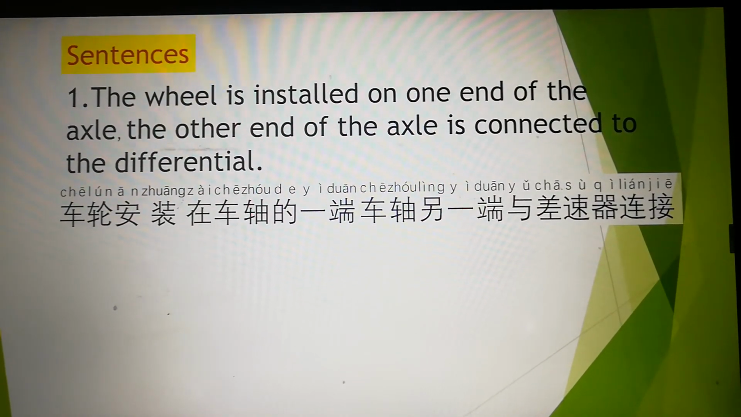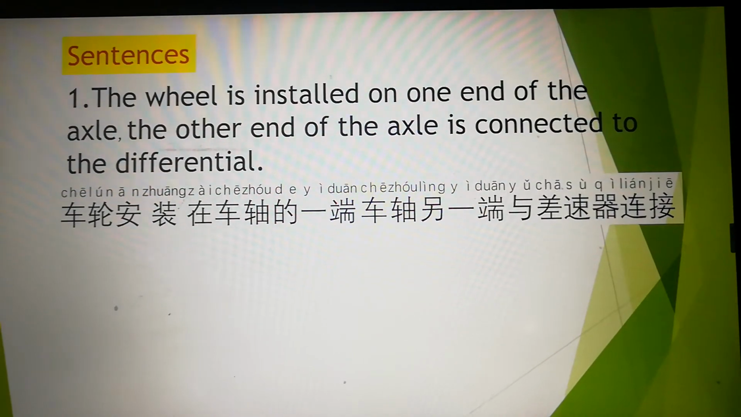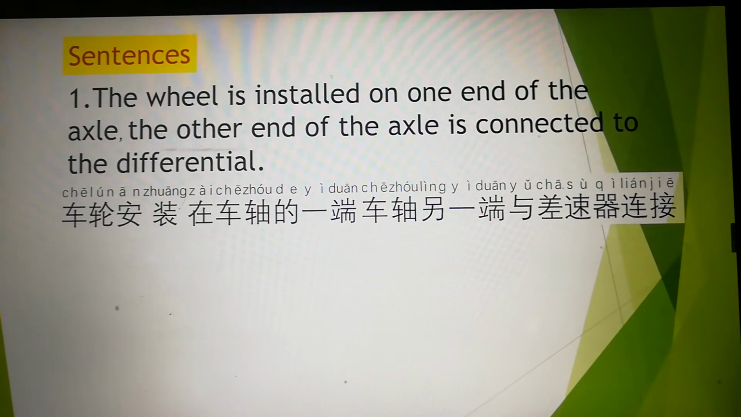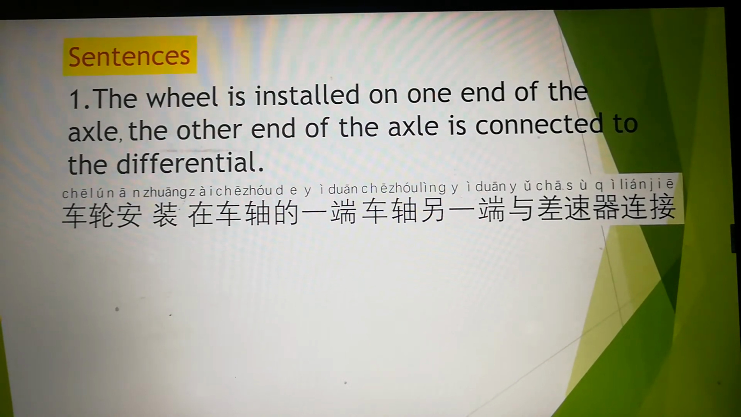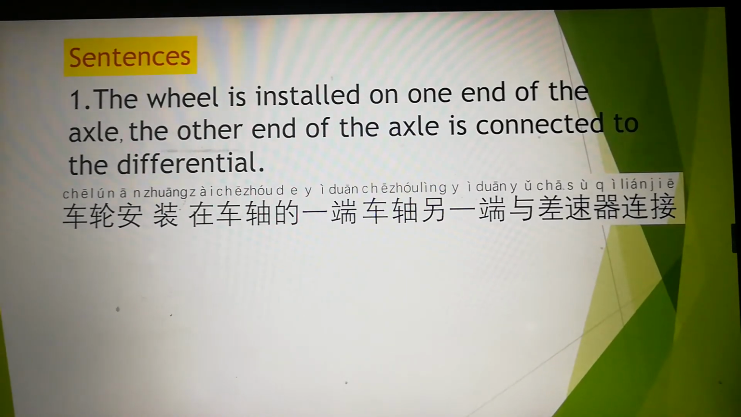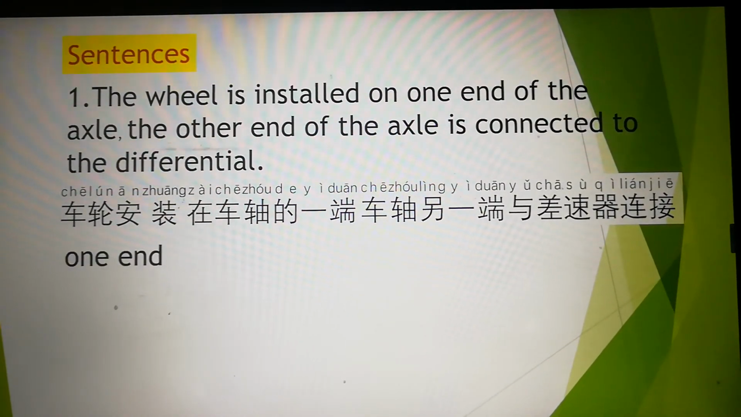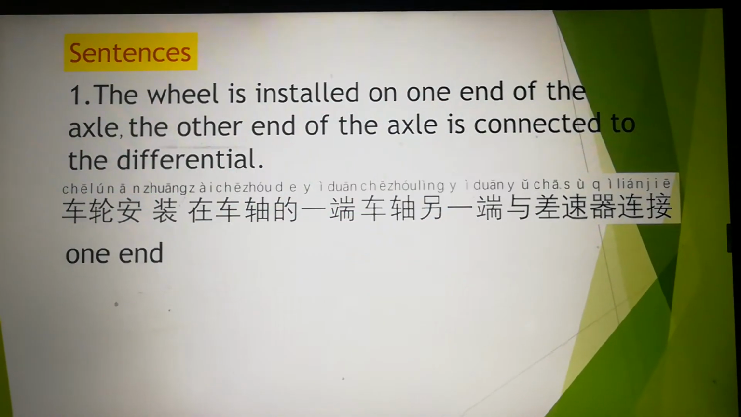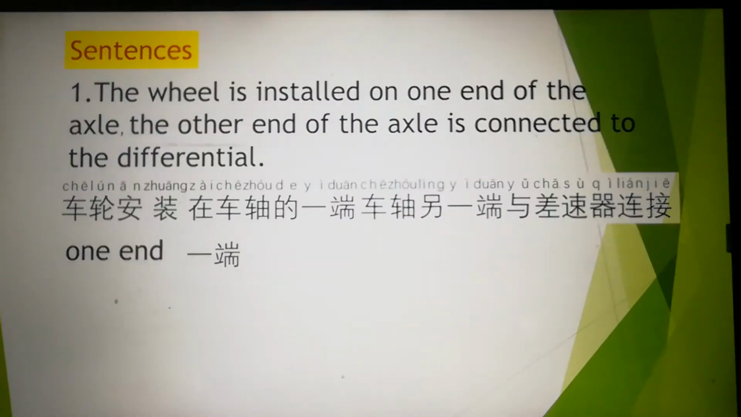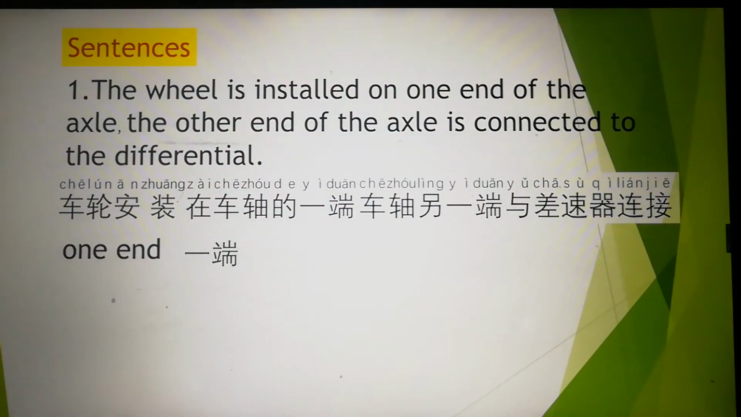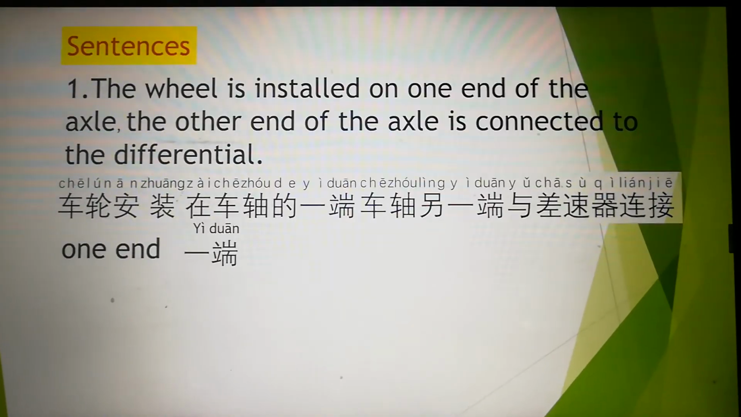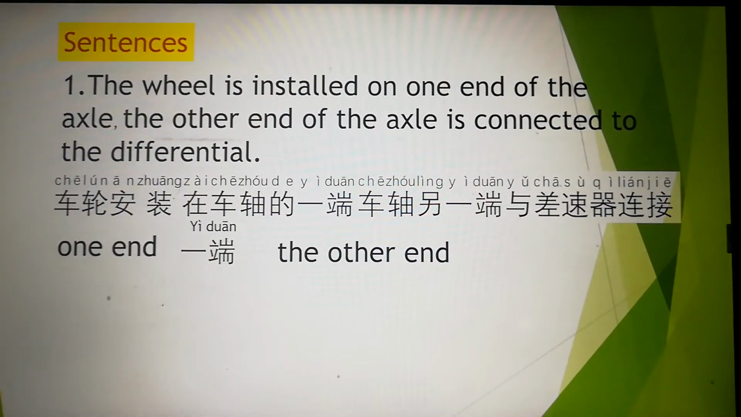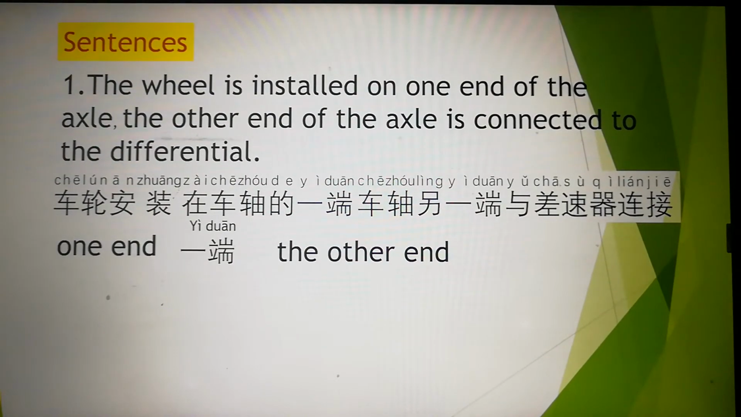Okay, now let's analyze this sentence. In last lesson, we have learned how to express wheel, axle, and differential in Chinese. But we do not know how to express one end in Chinese. In Chinese, one end can be expressed as 一端. Another one, the other end.